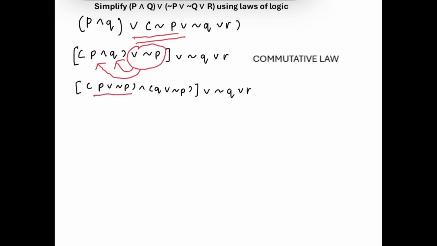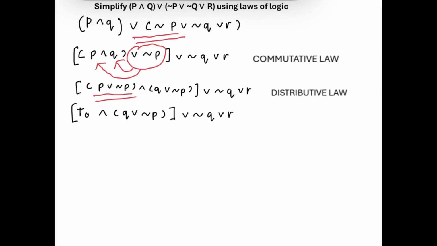As you can see, there is P or negation P. From this, we can apply inverse law. Therefore, it will be tautology, and it will look something like this. From this, we can apply identity law, and it will look something like this.